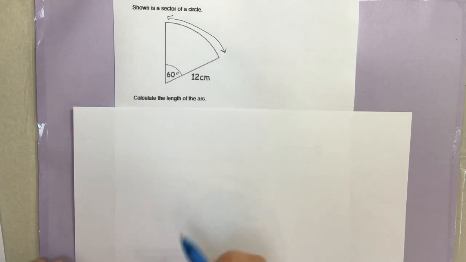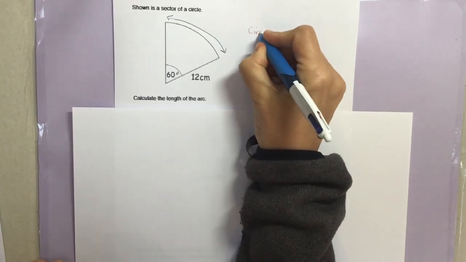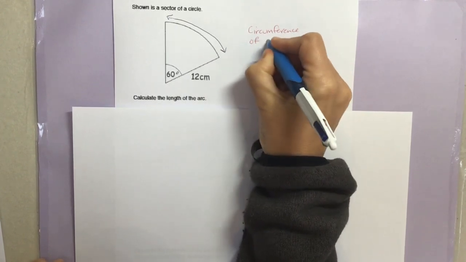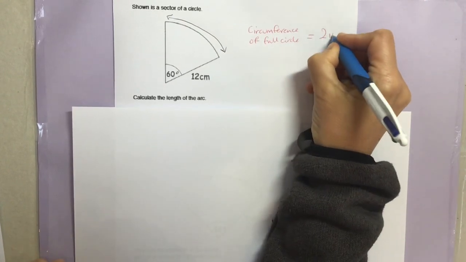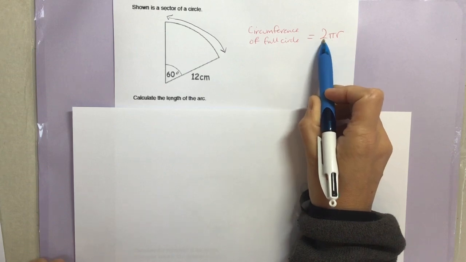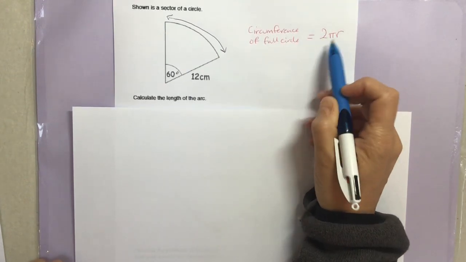Okay, so the first thing that we need to remember is the formula for the circumference of a full circle. So I'm just going to write that out here. So the circumference of a full circle is 2 pi r, or you might know that as pi times d, because the diameter d is 2 times the radius. So 2 pi r or pi d, I'm going to use 2 pi r.